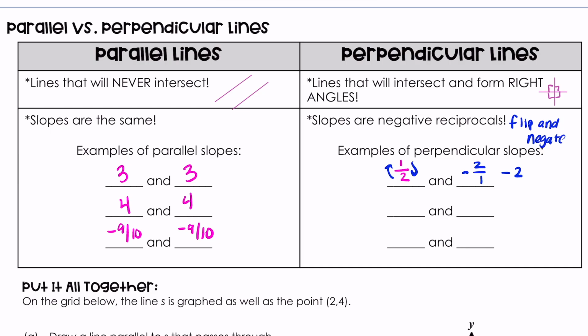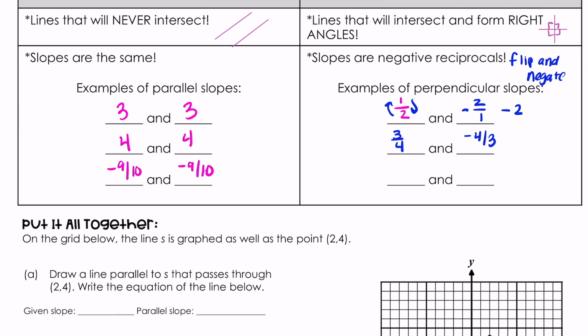I could also have, say, 3/4. So the negative reciprocal of that would be negative 4/3. I could also have just a regular number like negative 2. If I have negative 2, that's really negative 2 over 1. So if I flip it, I get 1 over 2, and it becomes positive. So be careful when you're doing things like that.